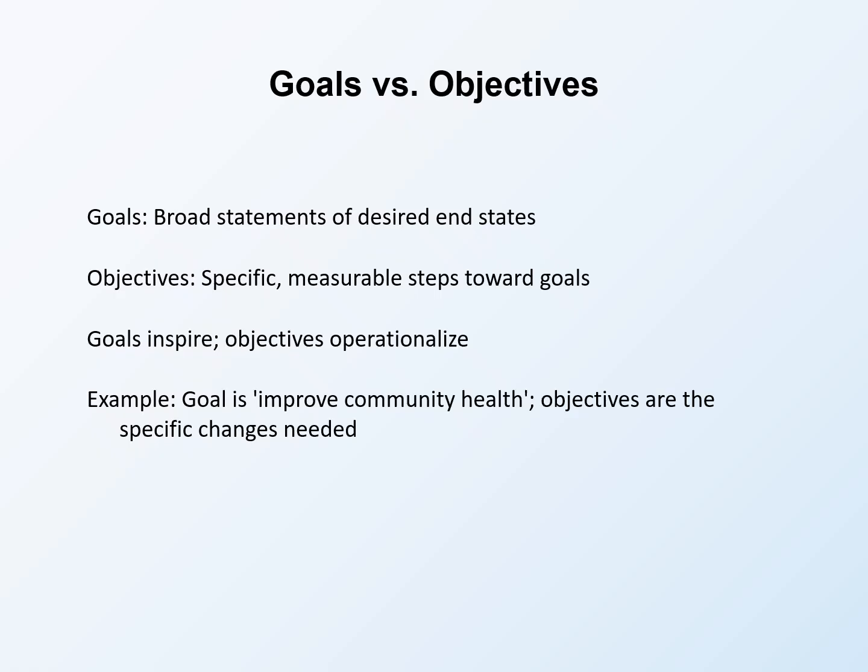Objectives are specific, measurable steps toward goals. They describe exactly what needs to change, by how much, and by when. Goals inspire. They remind us why we're doing this work. Objectives operationalize. They tell us exactly what to do and how to know if we've succeeded.